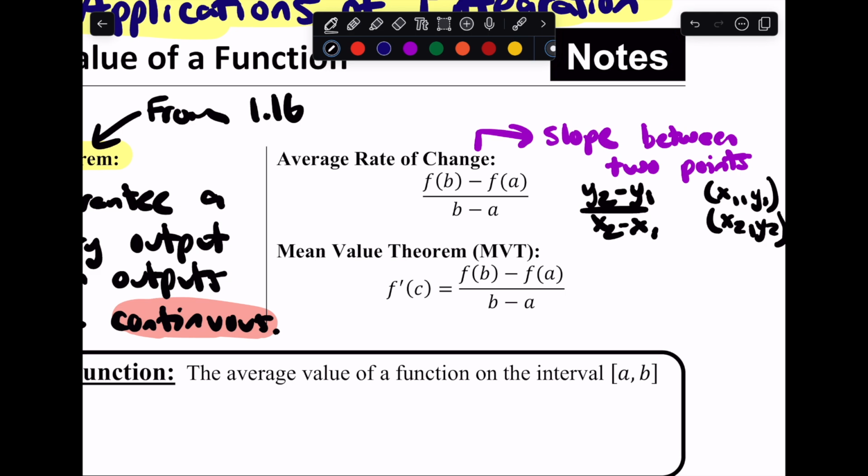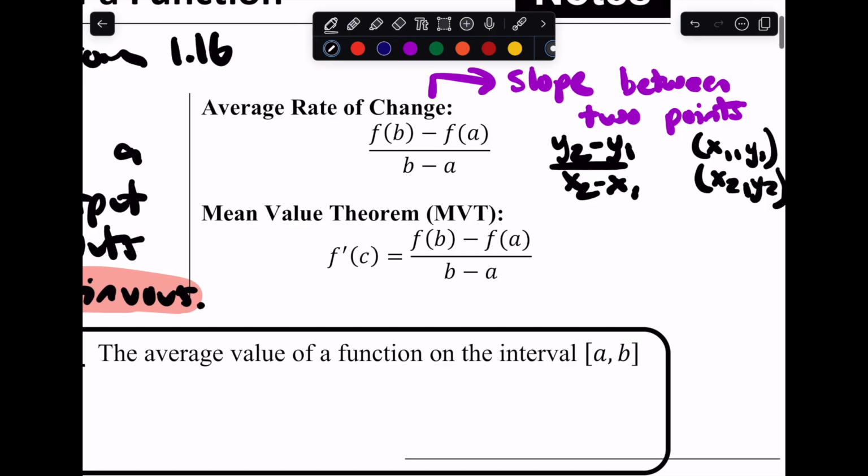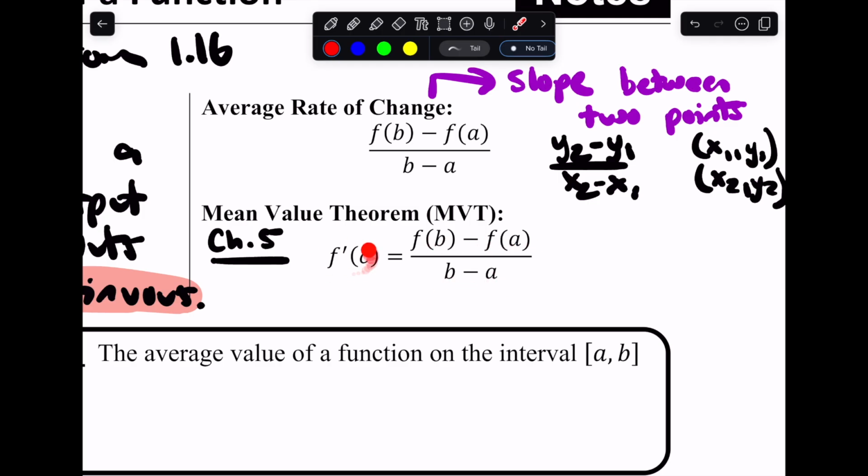This then led us into the mean value theorem, which, if we're thinking back, is something that we covered back in chapter 5. And this said that f prime of c is equal to f of b minus f of a divided by b minus a. Specifically, that our instantaneous rate of change needs to be equal to the average rate of change if a function is continuous and differentiable on a given interval.